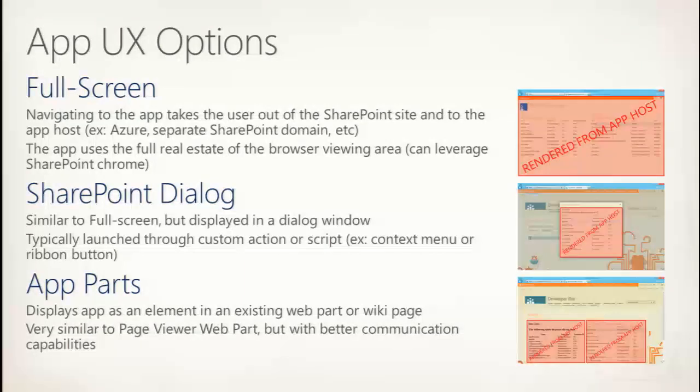An app part is basically putting your app in a web part ultimately. It's kind of like a page view or a web part on steroids, if you will. Because what we're doing is not only are we bringing up the URL that app lives in, we're also posting a lot of important information, so that the app has context of how it's running.